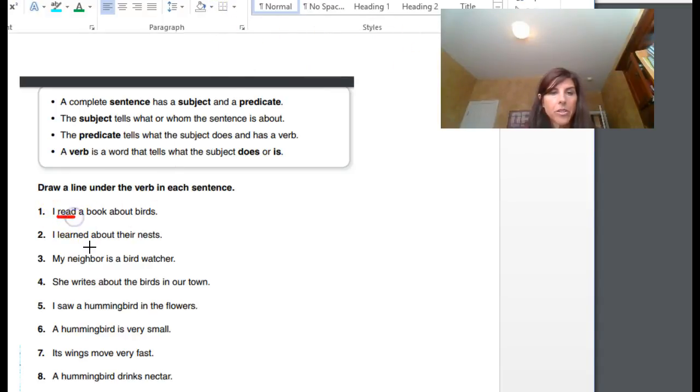So we need to underline the verb in each sentence. Again, I learned about their nests. I is the subject. The predicate is learned about their nests. But the verb, what did the subject do? So the action verb would be learned there. So in the rest of the sentences, try to find the action verb. A verb is what the subject does in the sentence. Action. Okay. Let's go ahead and scroll down.